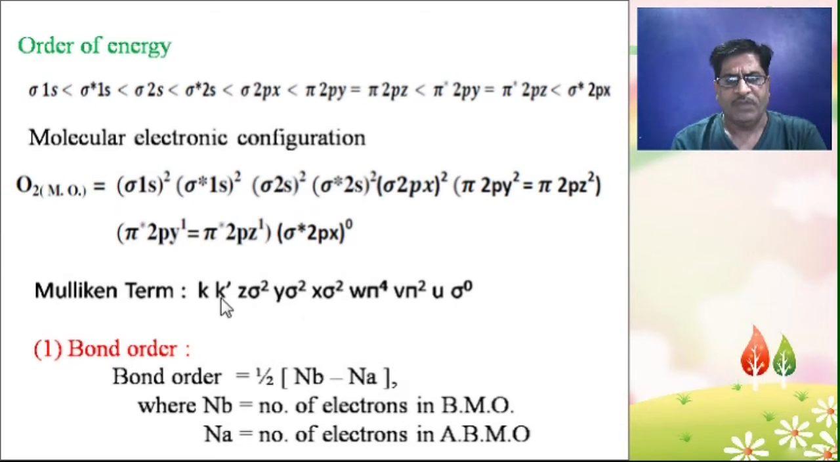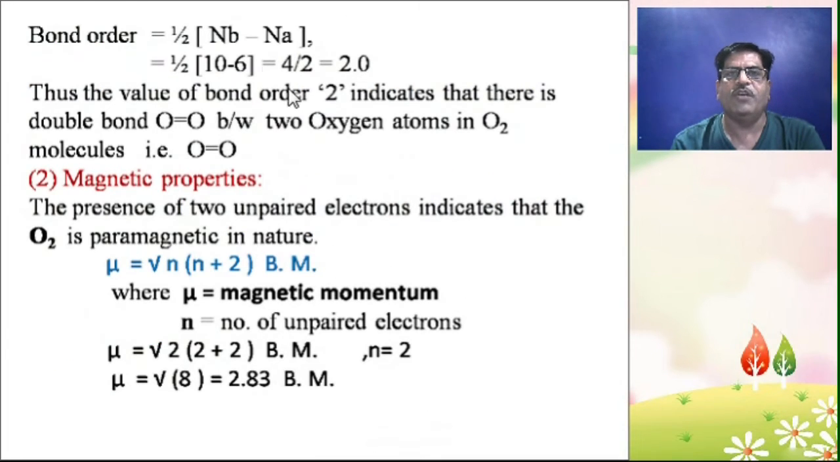So now what is bond order? Bond order is equal to 1 half (Nb minus Na). Nb means the number of electrons in BMO and Na is the number of electrons in ABMO. So bond order is equal to (10 minus 6) by 2, 4 by 2, which is equal to 2. Thus the value 2 indicates that there is a double bond, O double bond O, between the two oxygen atoms in O2 molecule.